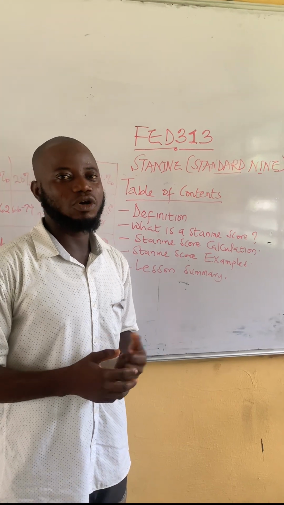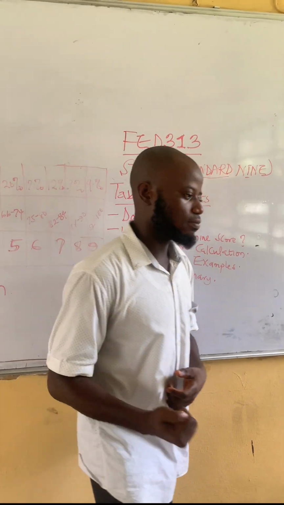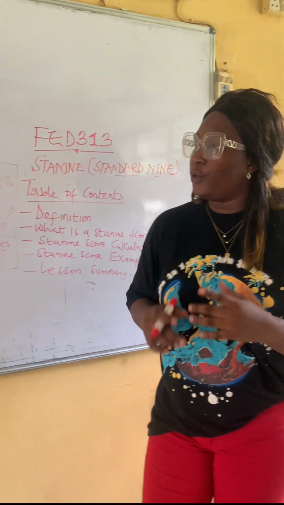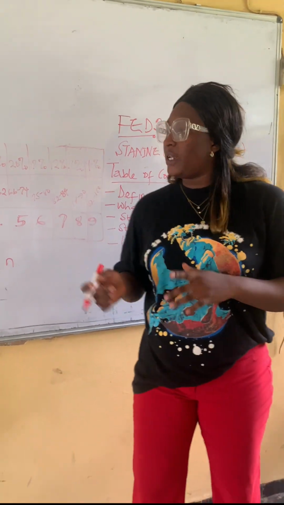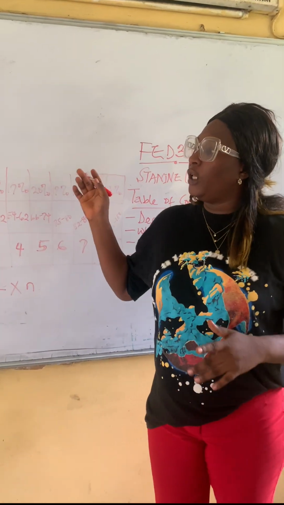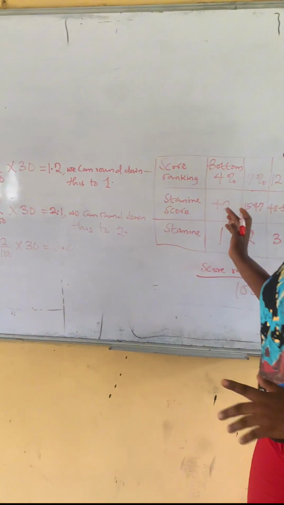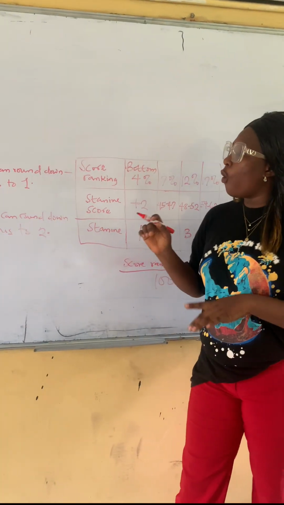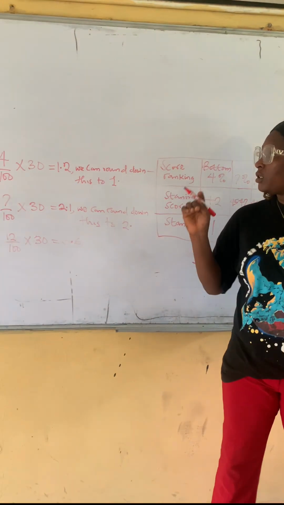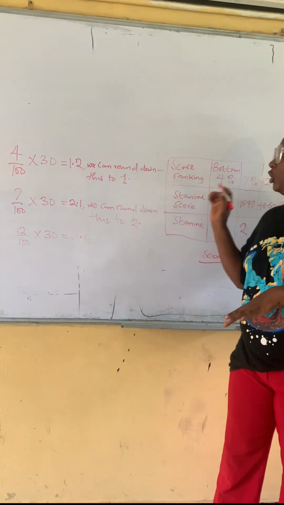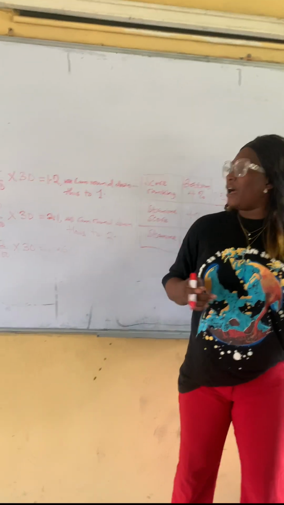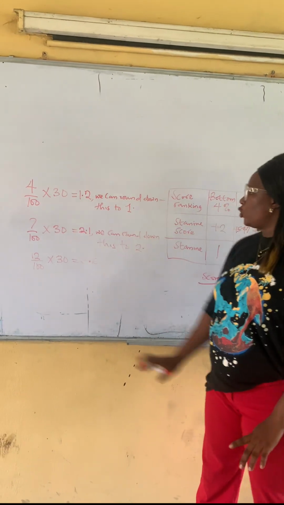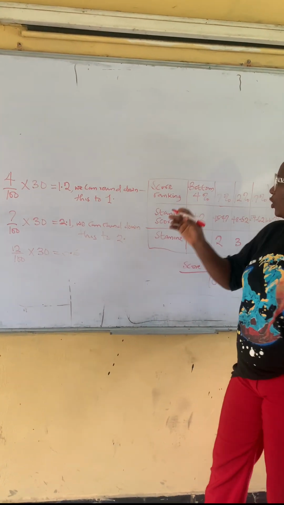My mates will take us through the process of calculating the score. Thank you. As my colleague has said, the score ranking for Stanine is from the bottom 4% to the top 4%. So I'm going to be taking us through the calculation. To calculate the first score ranking, which is Stanine 1, we calculate 4 over 100 times n, where n stands for the number of students taking the test. Probably you have 30 students taking the test, so it's going to be 4 over 100 times 30. So I'm going to take us through the process.